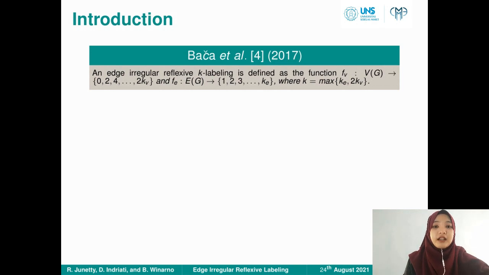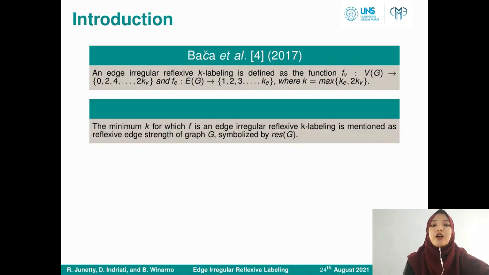Based on Baca research in 2017, an edge irregular reflexive k-labeling is defined as the function fv with V(G) mapped to 0, 2, 4, up to 2kv, and fe with E(G) mapped to 1, 2, 3, up to ke, where k equals the maximum of ke and kv. The minimum k for which f is an edge irregular reflexive k-labeling is called the reflexive edge strength of graph G, symbolized by res(G).